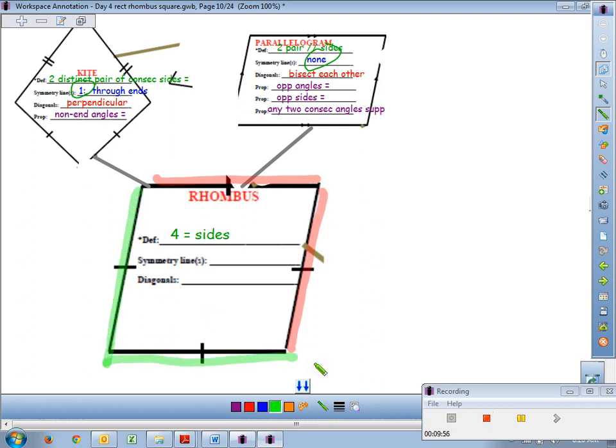This does. Even though all four sides are the same, it's got two different sets of sides that are consecutive and they're the same. So, since the symmetry line goes through the ends, and the ends of a kite are where the two sides of the same touch, don't two sides of the same touch right here, and two sides of the same touch right here, and here, and here.